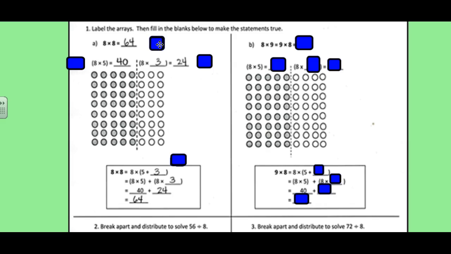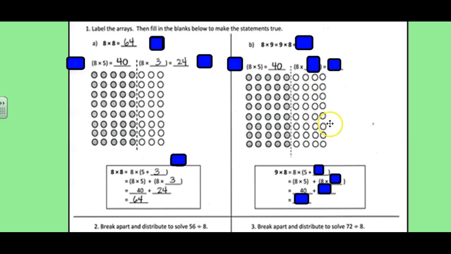So I want you to push pause, and I want you to come over here to B, and I want you to fill in all of these blanks using the distributive property as the steps to your problem. So they started right here with the commutative property. They said 8 times 9 is the same thing as 9 times 8. They took the 8, they kept it the same. They broke apart the 9 right here into 5 and something else. This part of the array shows me 8 rows with 5 in each row. And I know from over here on this problem that 8 times 5 was 40.